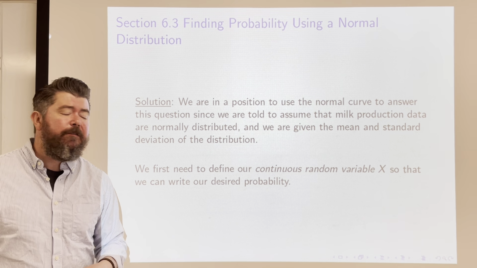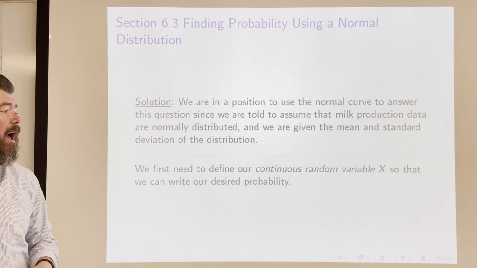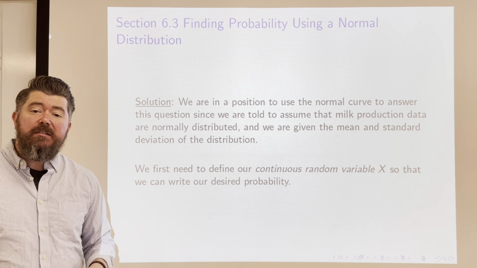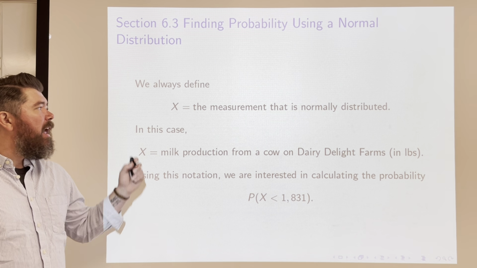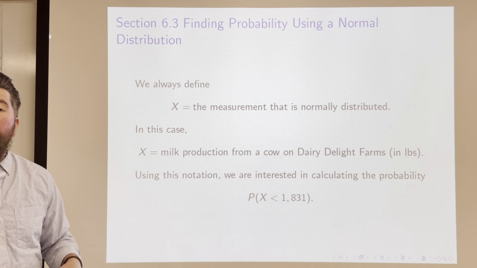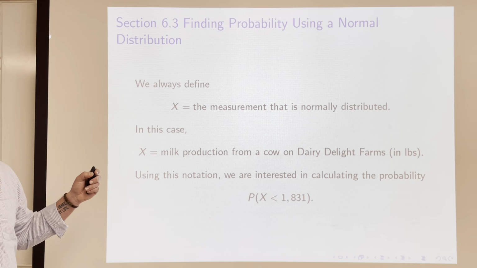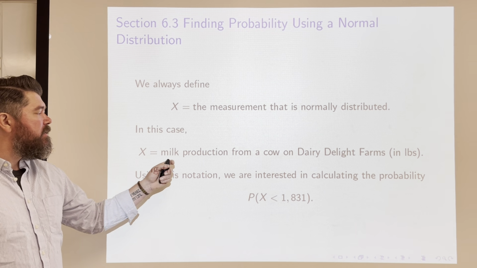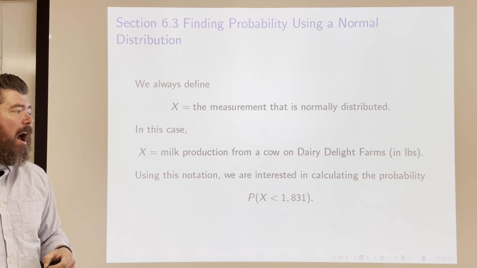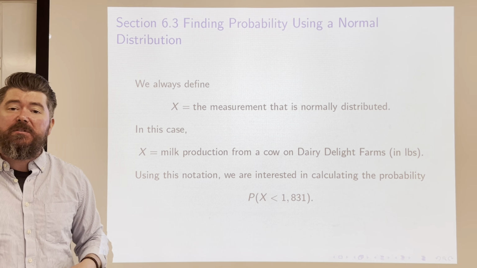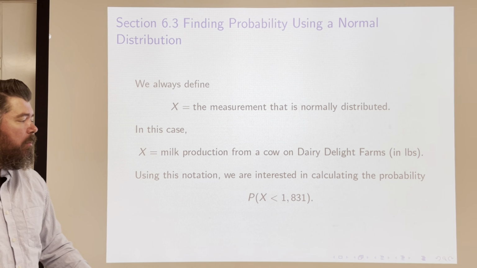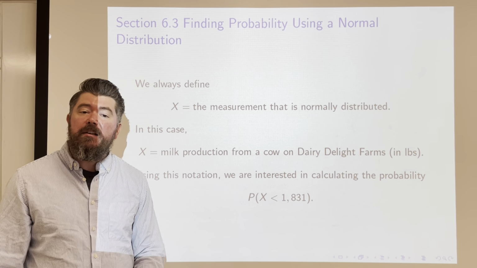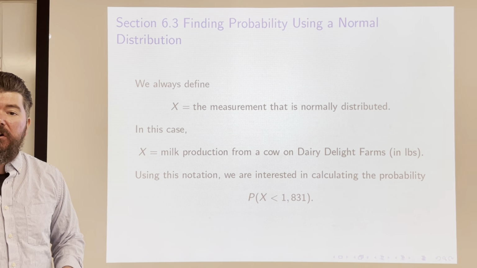We first need to define our continuous random variable x so that we can write our desired probability. We always define x to be the measurement that is normally distributed. In this case, for this problem, x is the milk production from a cow on Dairy Delight Farms, and this is given in pounds. Using this notation, we are interested in calculating the probability that x is less than 1,831 pounds.